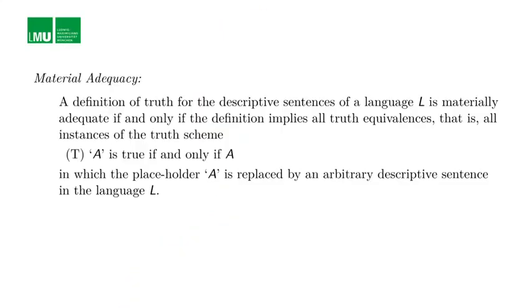So how does Tarski define truth? You might have noticed that in our explanation of material adequacy, a definition of truth for the descriptive sentences of a language L is materially adequate if and only if the definition implies all truth equivalences, that is, all instances of the truth scheme, T, in which the placeholder A is replaced by an arbitrary descriptive sentence in the language L. We were dealing with a definition of truth for the descriptive sentences of some given language L, not a definition of truth for all sentences of all languages whatsoever.